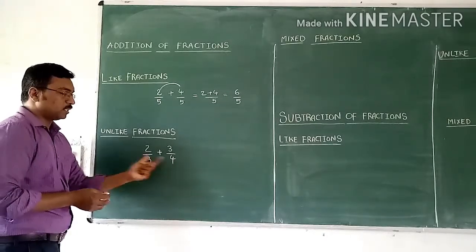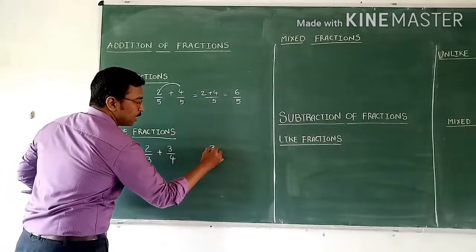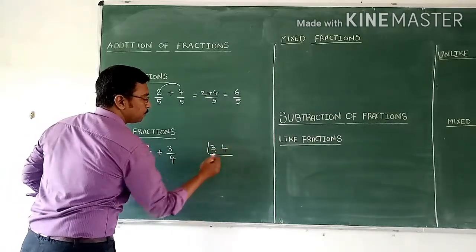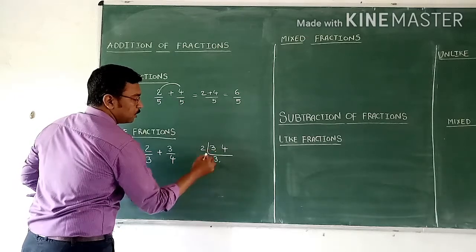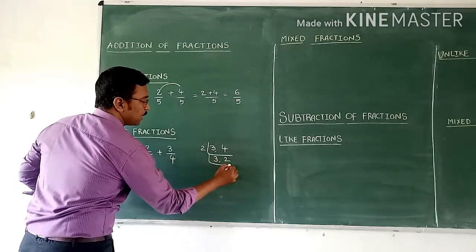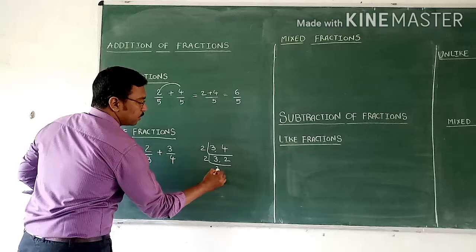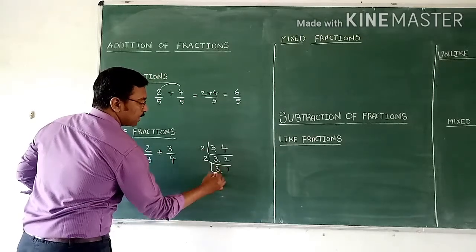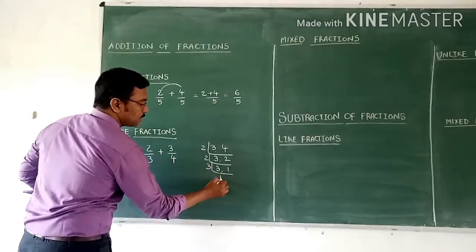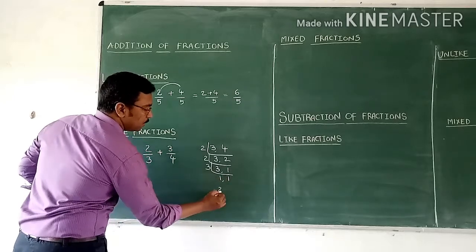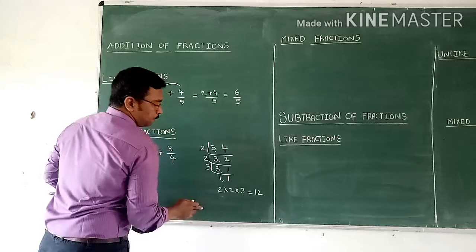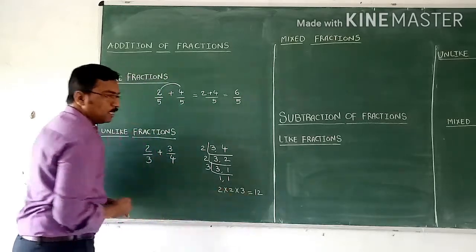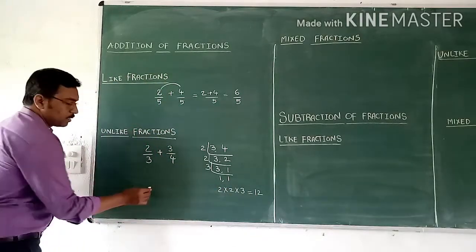Here the denominators are 3, 4. I am taking the LCM of 3, 4 here. So 2 divides, so this is carry forward number 3. 2 divides for 2 times. Once again I am doing with 2. Carry forward 3, 2 ones are. Next with the 3, 3 ones are and 1. So finally 2 into 3 is equal to, 2 2s are 4, 4 3s are 12 is the LCM of these two denominators.